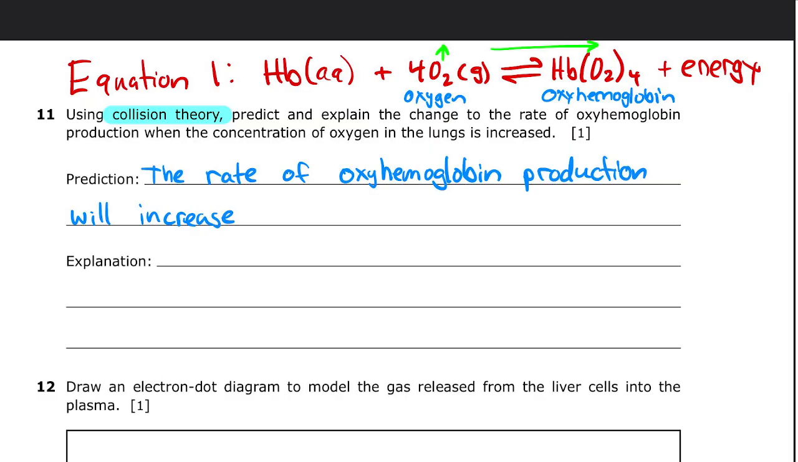But in terms of collision theory, we're thinking there's more oxygen that can now collide with the hemoglobin. So the reason that the rate of production is increasing is because there are going to be more effective collisions between the oxygen and the hemoglobin.